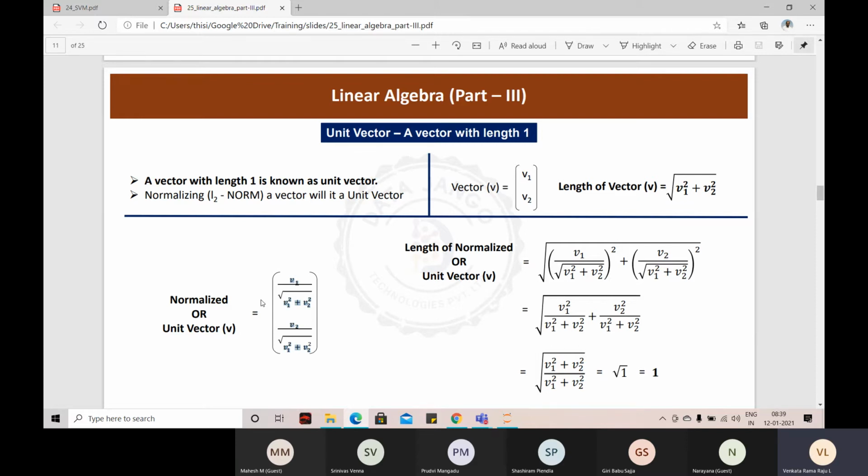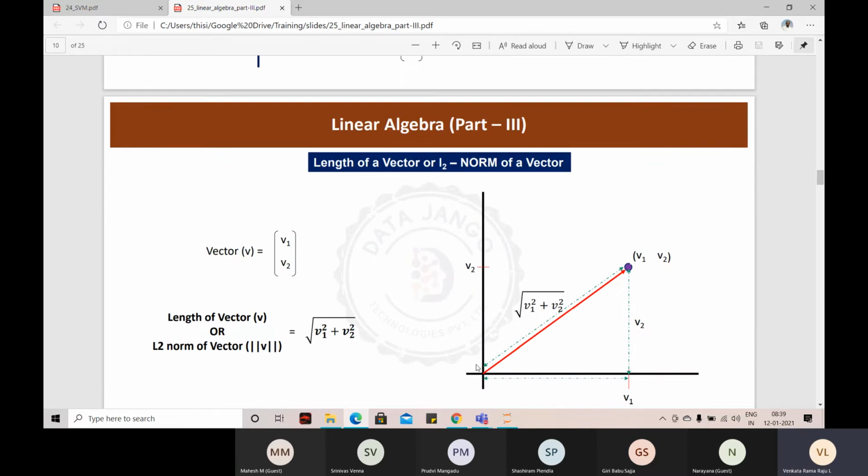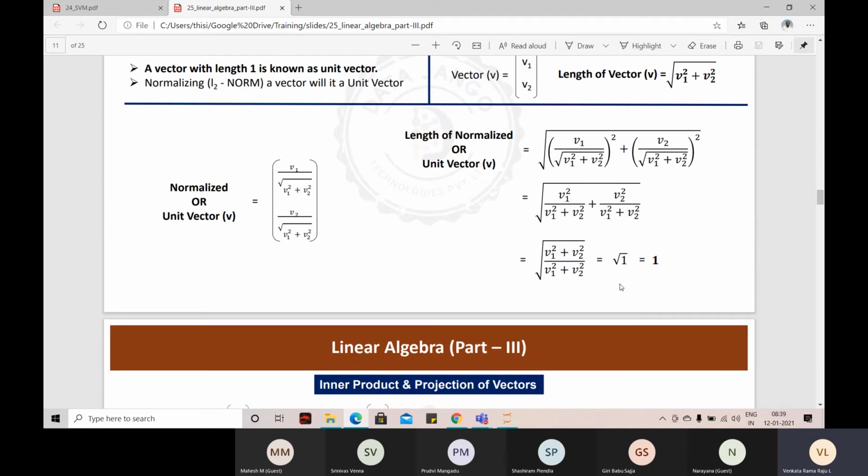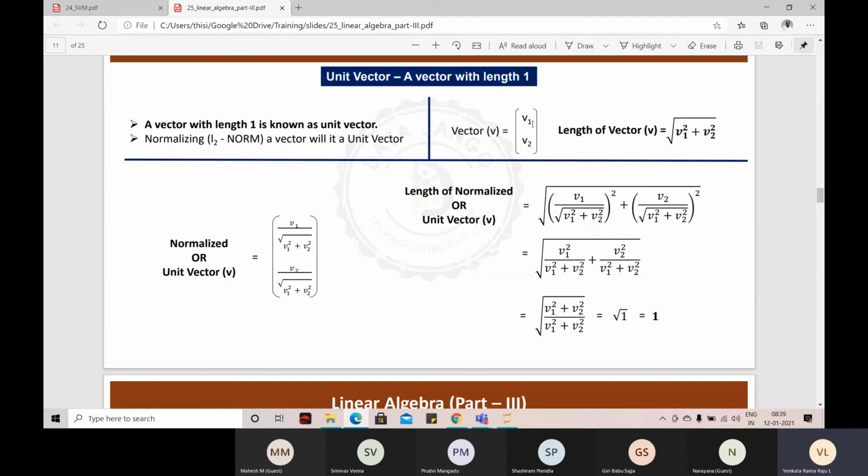How do you decide whether a vector is a unit vector or not? By calculating the norm. What is a unit vector? The length is going to be 1. So how will you get the length? It is the norm of a vector. You take this vector and calculate the norm. It's going to be the square root of V1 square plus V2 square. Do you agree? Let me write it down and explain.